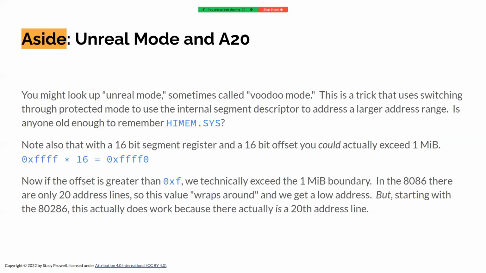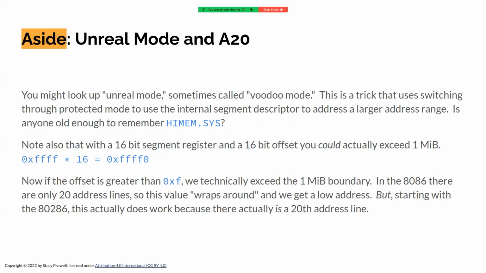You might go and look up something called Unreal Mode. Unreal Mode used a trick: you could switch a processor into protected mode, which we'll talk about in a moment, use some of the resources in protected mode, and then flip back into real mode. Because you've done this switch, the processor would continue to use some of those resources, and you could trick it into letting you access a larger range, typically about 4 gig. If anyone is old enough to remember HighMem.sys, if you lived in the 90s and were paying a lot of attention to these things, that's how it worked.